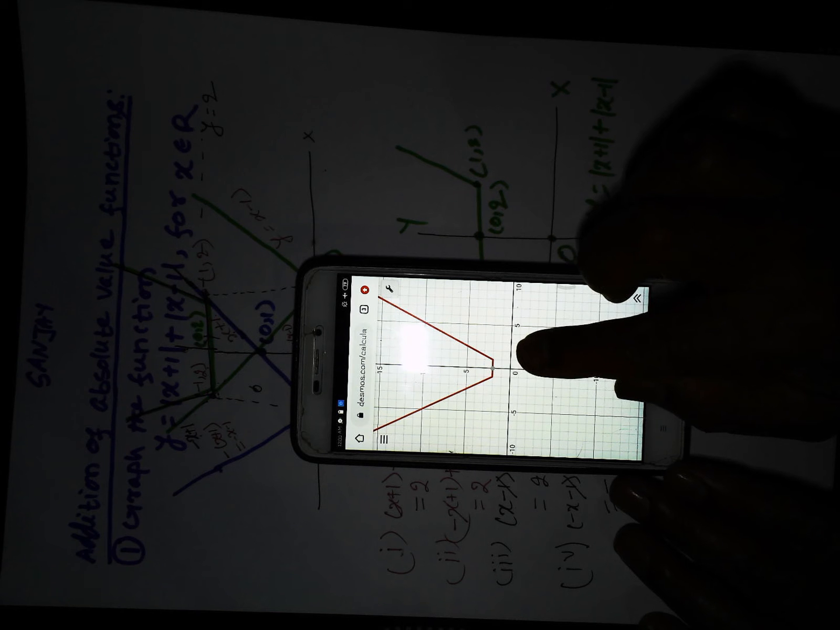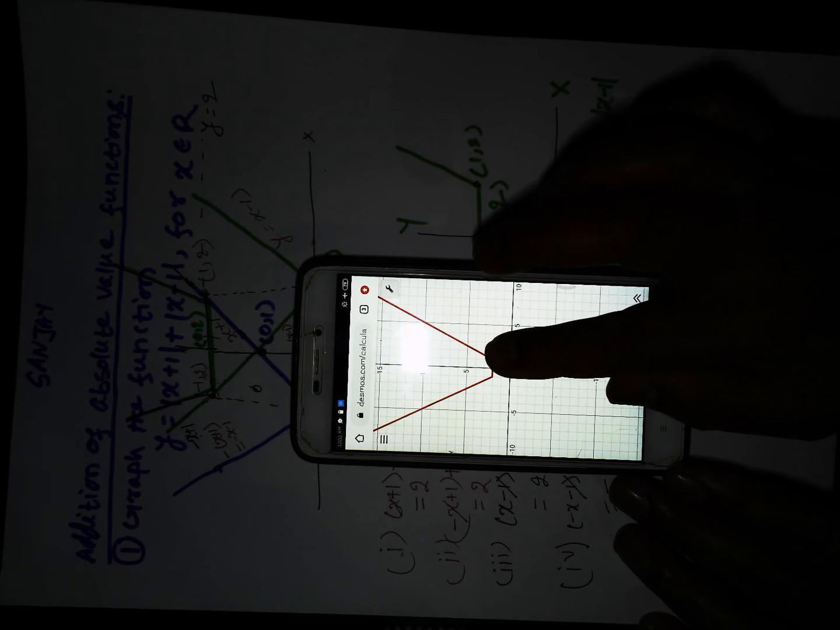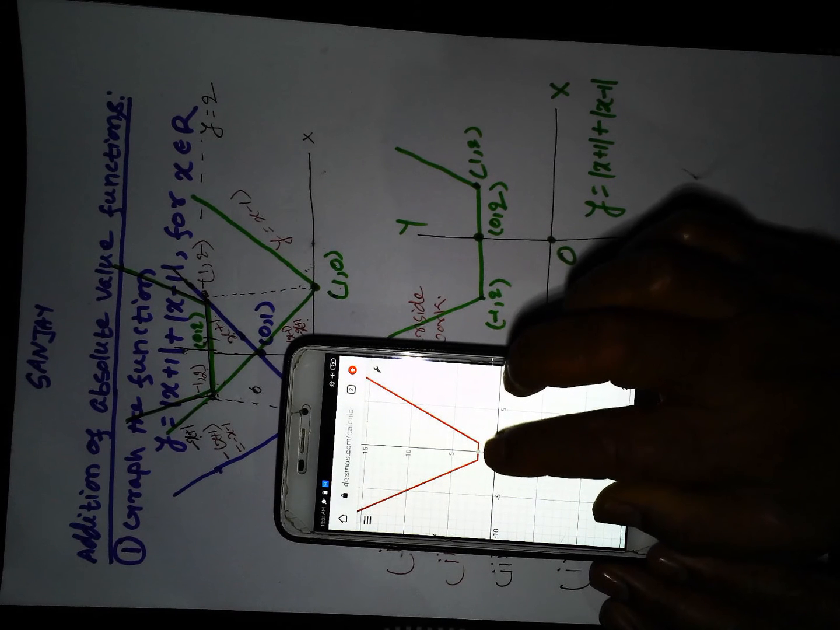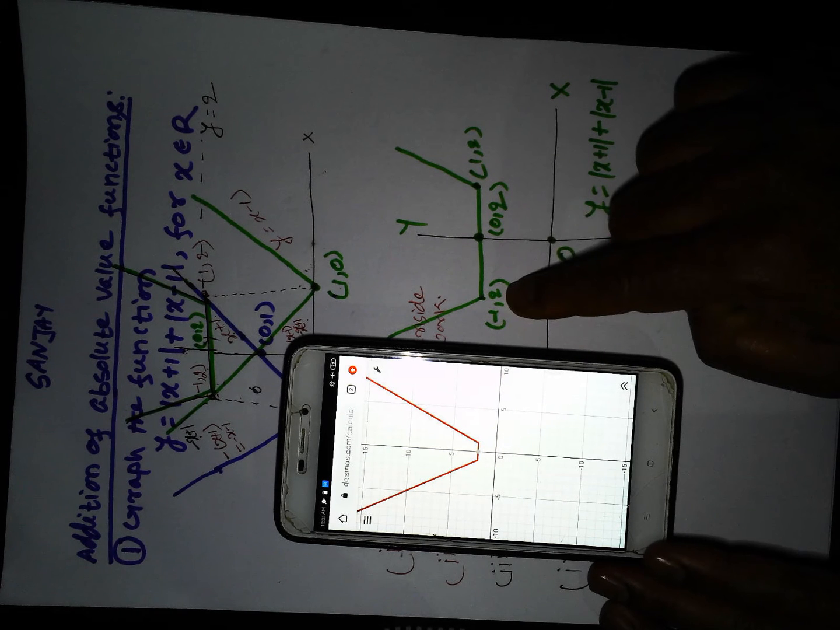It's not displaying here, but I can read it from the graph that it is 1 unit right and then 2 units up. That means it is 1 2, and from the left side also this is 1 unit to the left and 2 units up. That means it is -1 2. So here in this graph also we have -1.